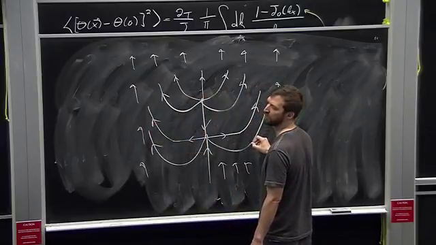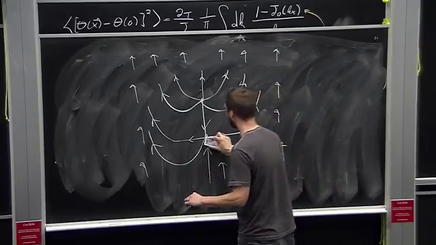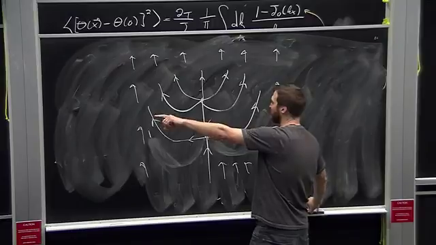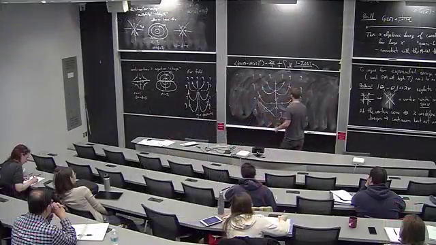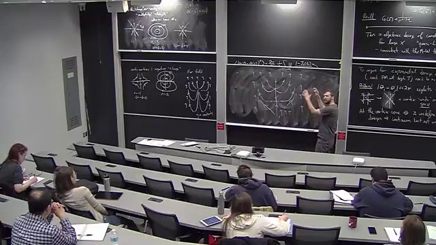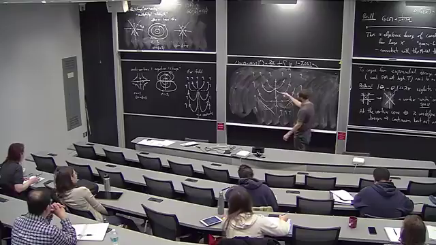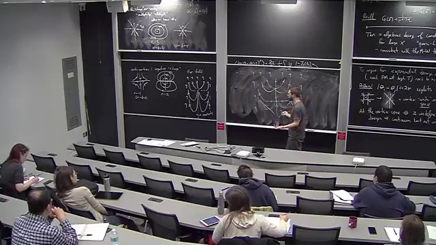Wait, I did something weird. These should come from that picture there I'm trying to draw. These should come like this, right? So you can satisfy the far field, but you can still have topological defects which are created in pairs. And that's the point with vortices, right?